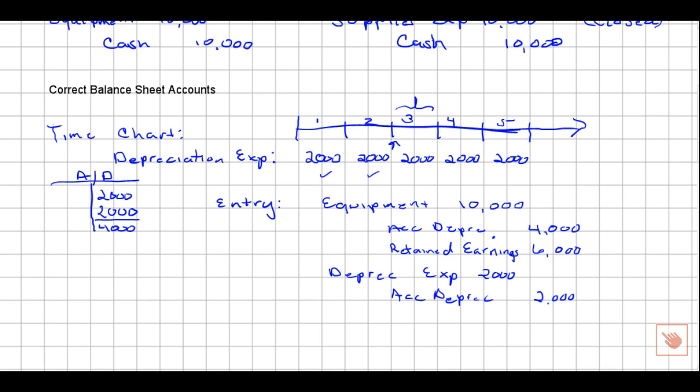So between my first entry and my second entry, I've corrected the balance sheet accounts and I've shown the current year correctly. Keep in mind that the entry to retained earnings is an error correction and would be adjusting the beginning balance of retained earnings as a prior period adjustment.